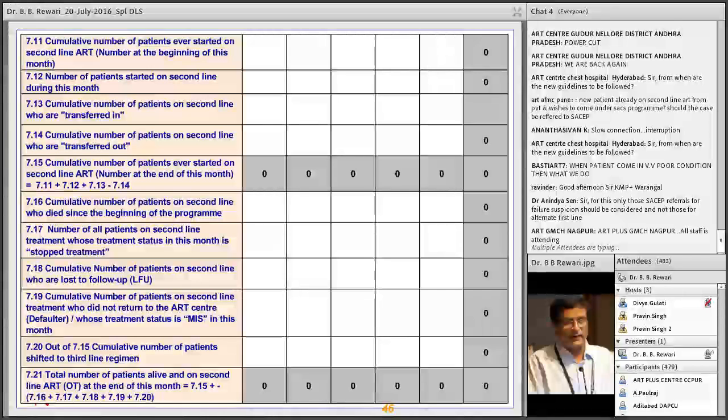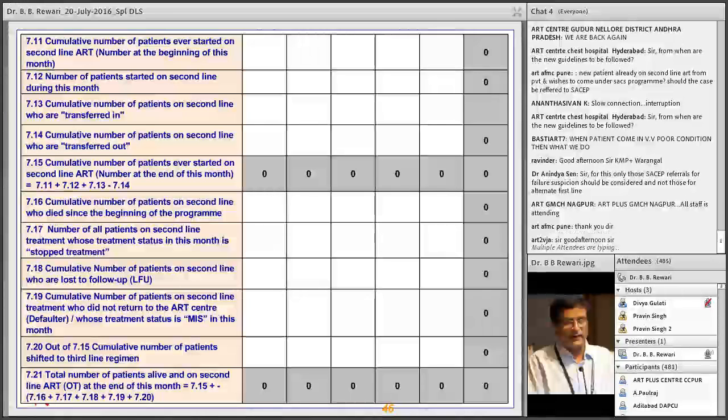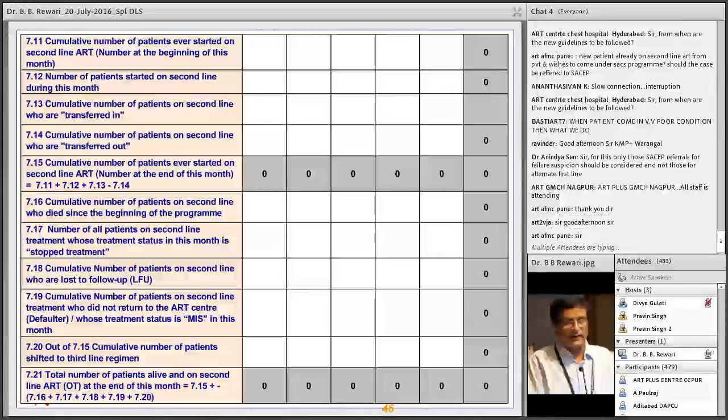Again, coming back to the reporting format, the cumulative number of patients who were started on second line ART, who were started at the beginning of this month. Okay, we are getting the questions, so we will be able to answer if we have time later. But I am only halfway through my presentation, and it is already 35 minutes.